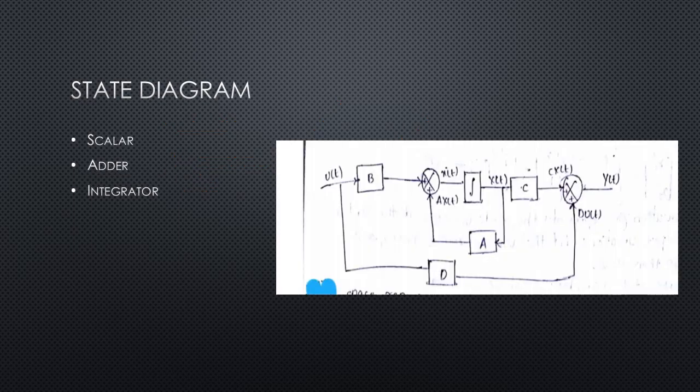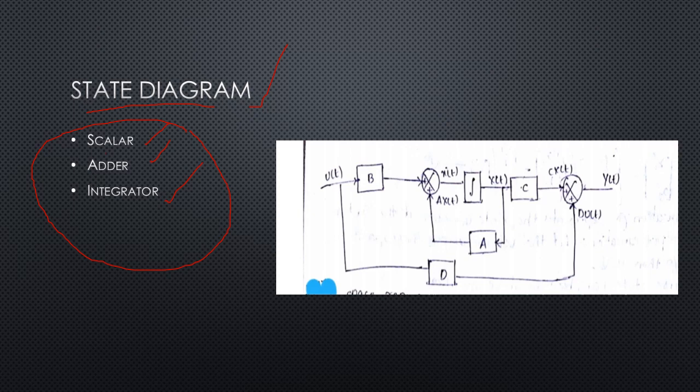The next important term in the state space analysis is state diagram. The state diagram is defined as the pictorial representation of the state model of the system. The state diagram can be constructed by using three basic elements. The basic elements are scalar, adder and integrator.